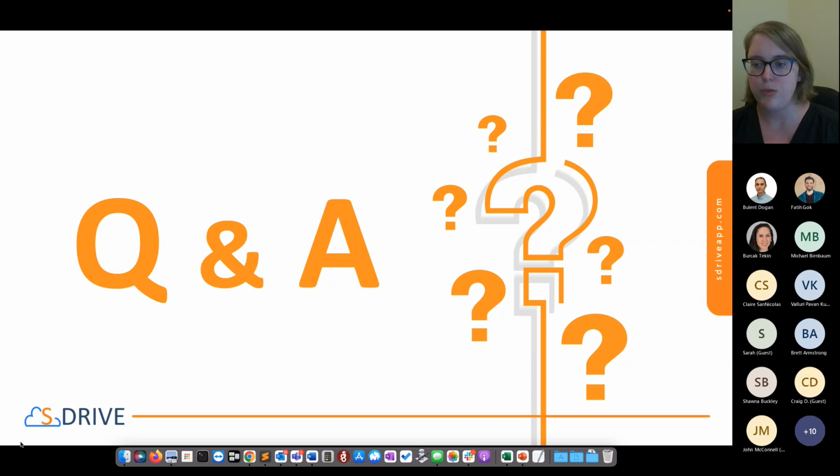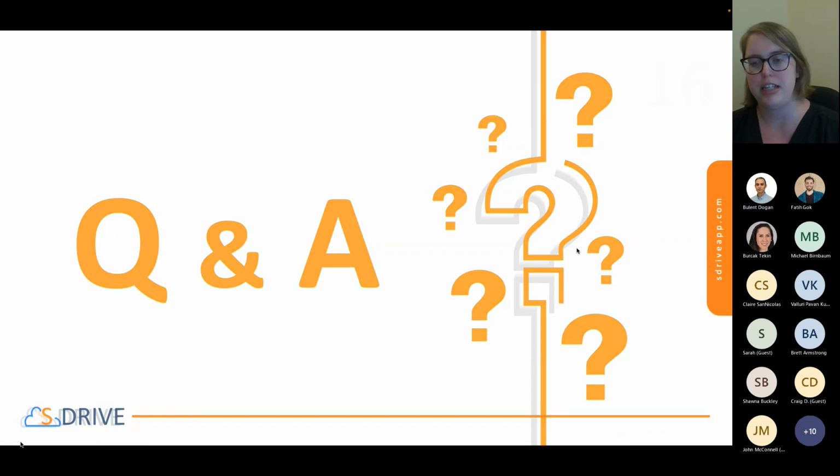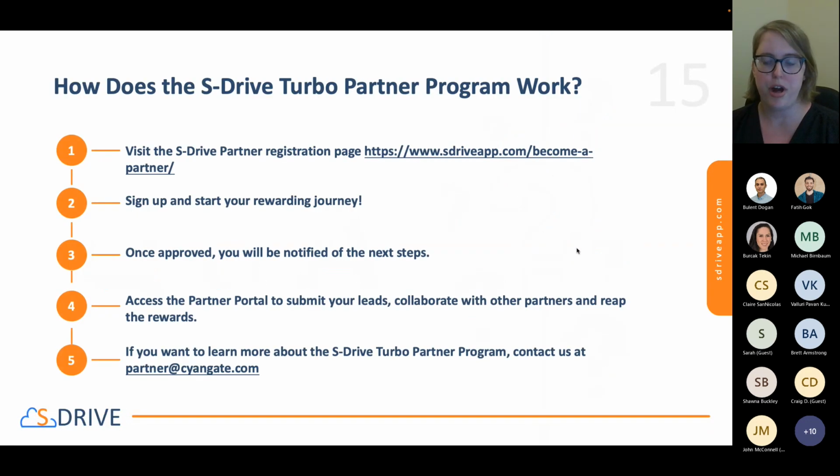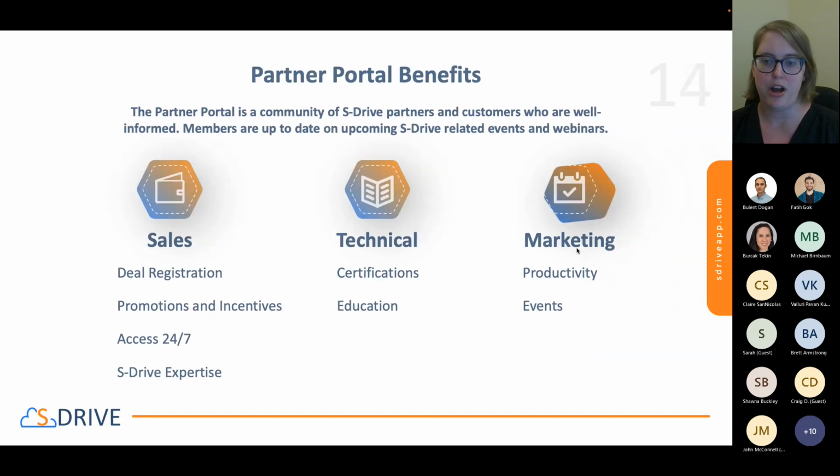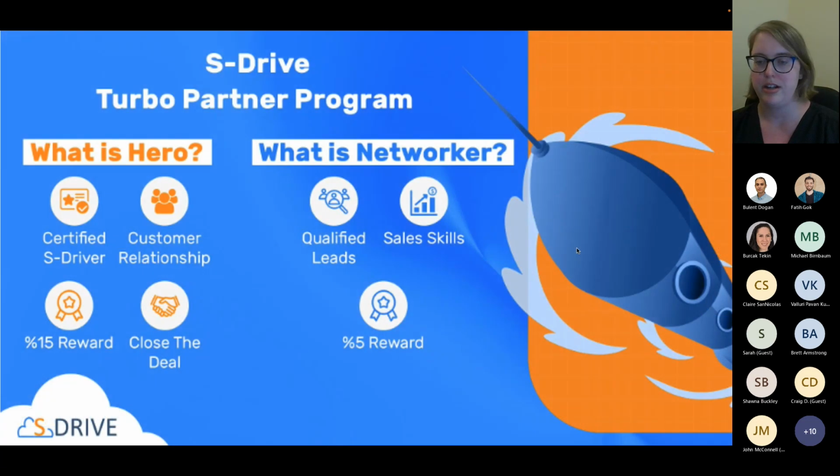And what's the difference between the two partners? We have the networker partner and the hero partner. The networker partner is a little bit more hands-off. They are able to essentially just provide us with qualified leads. They fill out a simple form and let us know who their lead is, what their contact information is, and if they already use Salesforce, things like that. And then we take it from there. Those are the partners that have that 5% revenue reward.